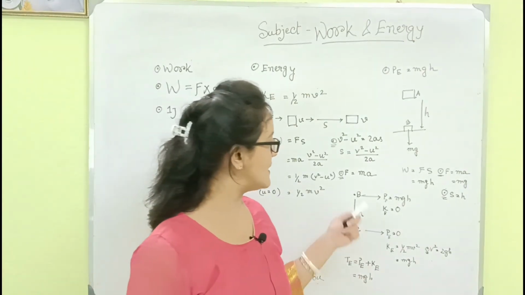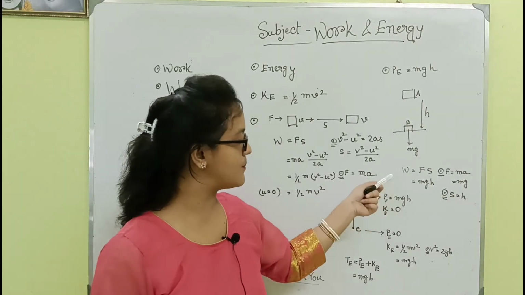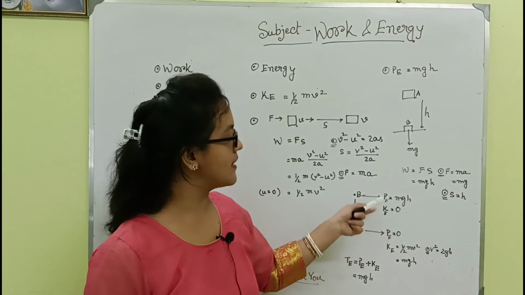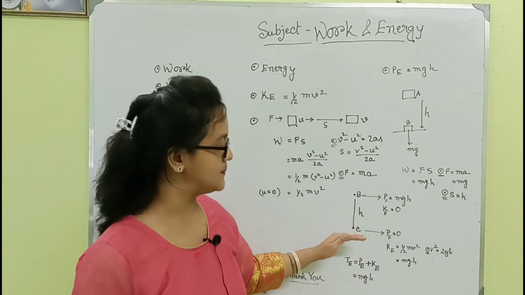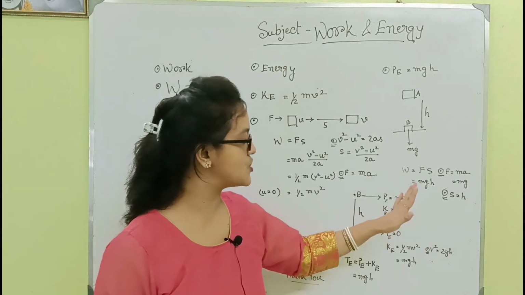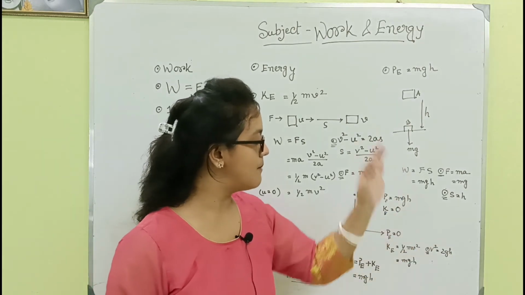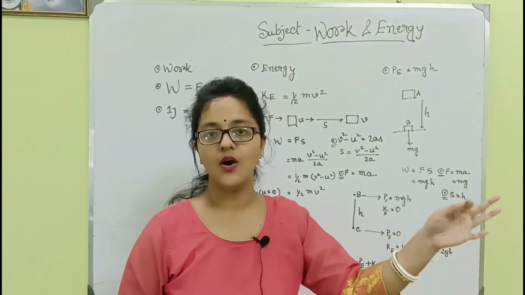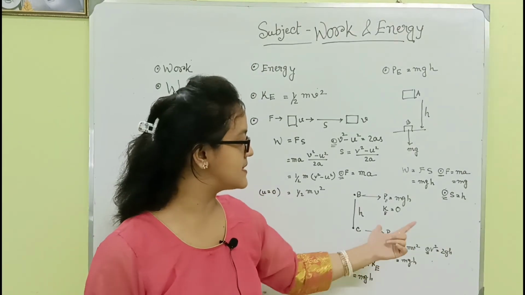So we can say at the first position B, the potential energy is the product of the mass of the object, acceleration due to gravity, and height. On the other hand, the kinetic energy is 0. And finally, at position C, potential energy is actually 0. Kinetic energy is half of the product of the mass of the object and the final velocity of the object squared, which means half mv square.